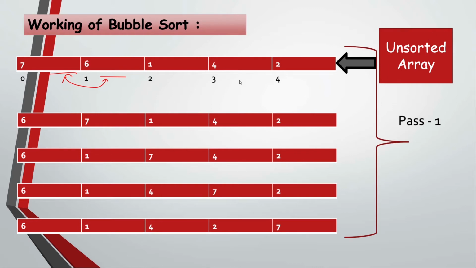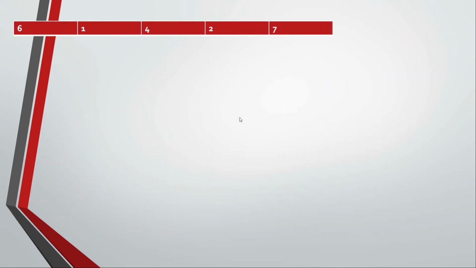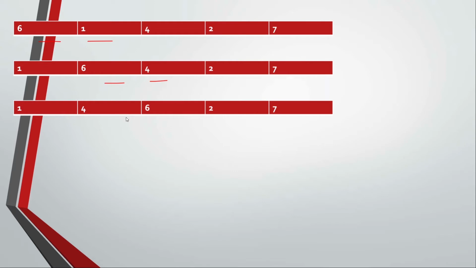Now we'll move to the next pass and again start comparing all of the adjacent elements from the beginning. So at the end of the first pass we find that 7 has moved to the last position in the array. Again we'll start from the beginning for the second pass. If we compare 6 and 1, we find that 6 is greater than 1, so we will swap their position. Again we'll compare the next two adjacent elements, which are 6 and 4. So 6 is obviously greater than 4. We'll again swap their positions. Again we'll compare the next two elements, which are 6 and 2, and 6 is greater than 2, so we will again swap their positions.